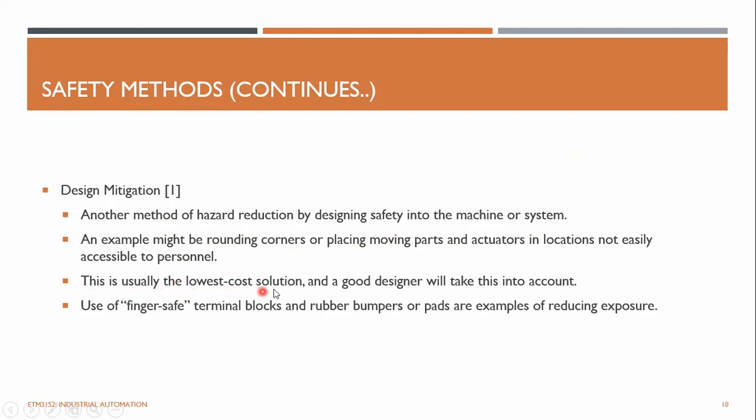So this is a very low-cost solution, and a good designer will take this into account. Any design engineer, it is not only about putting in the PLC and getting the automation done. It is always about having some safety. So you have to think about the safety as well when you're designing an automated system. Use of finger-safe terminal blocks and rubber bumpers or pads are examples of reduced exposure. So you can use these kinds of methods to safeguard the people who operate these machines.